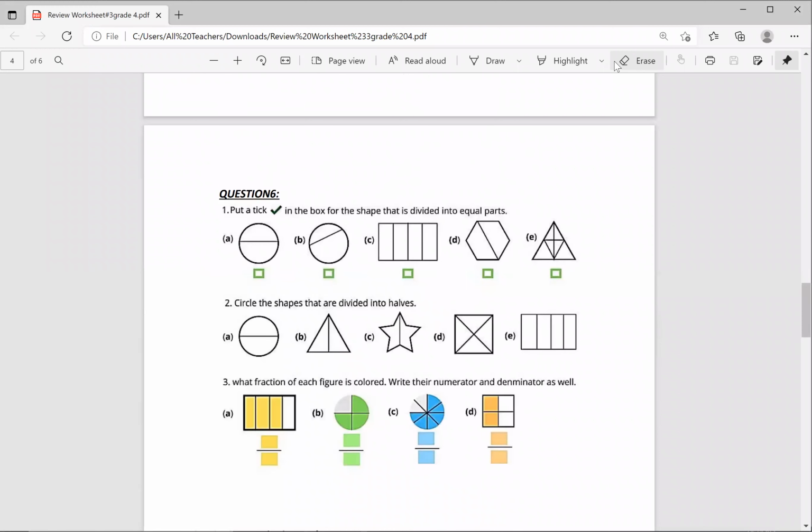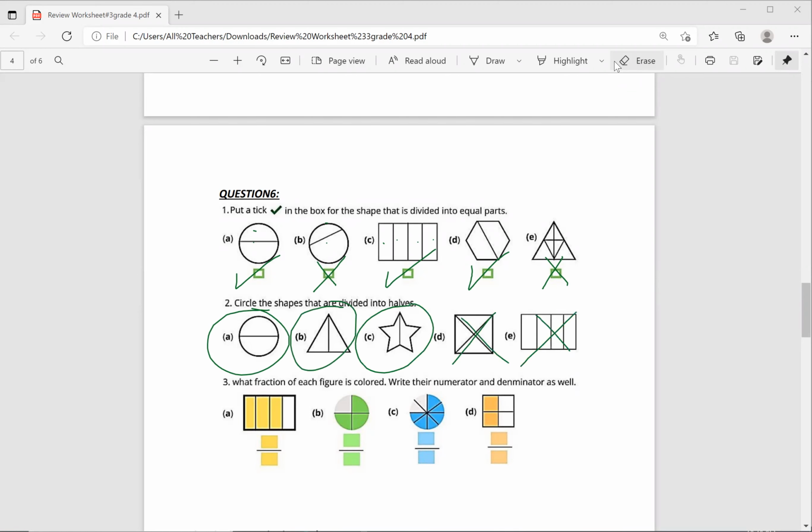So let us tell if those boxes, if you can see any shape that's divided into equal parts. Here we have 2 equal parts, so this is yes. Here we don't have 2 equal parts, so this is no. Of course, those 4 parts are equal, and those 2 parts are equal. Those parts are not equal. Now you need to circle the shapes that are divided into halves. The circle is divided into half, also the triangle, also the star, but the box and the rectangle are not divided into halves. You know, halves is 1 over 2.